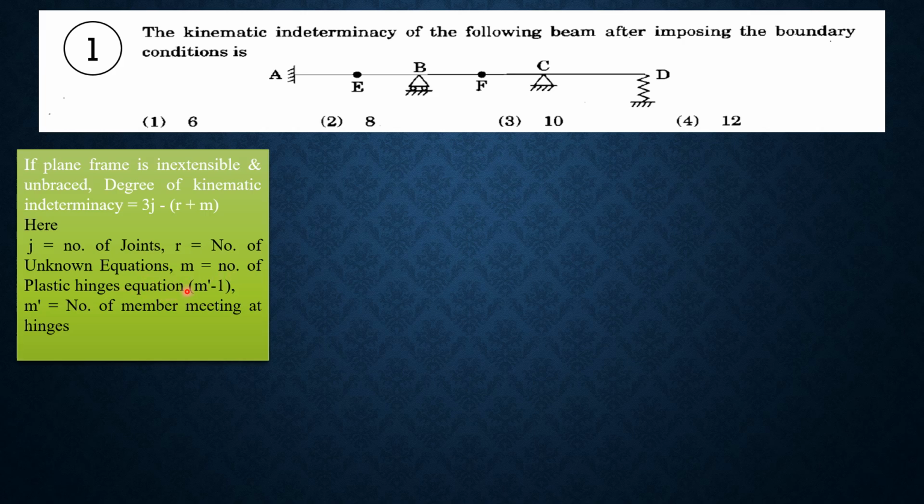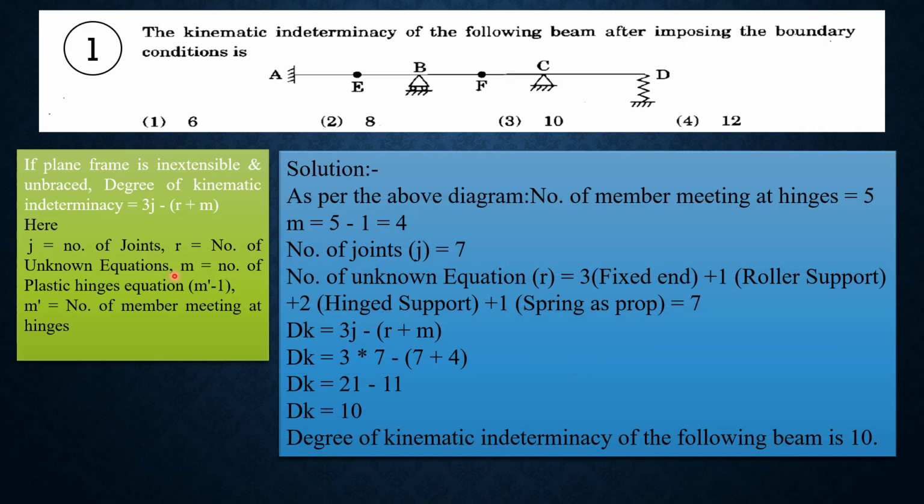To calculate the number of plastic hinges equations, first we need to calculate the number of members meeting at the hinge, then subtract 1, and we get the number of plastic hinges equations. As per the diagram, the number of members meeting at the hinge is 5. First this AE member, then EB, BF, then FC, then CD. These are the 5 members.